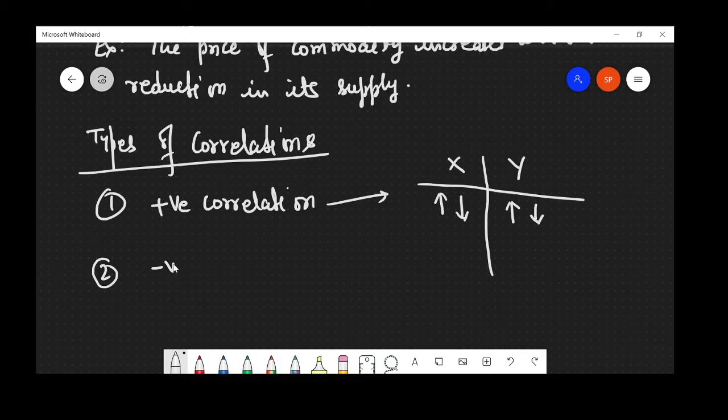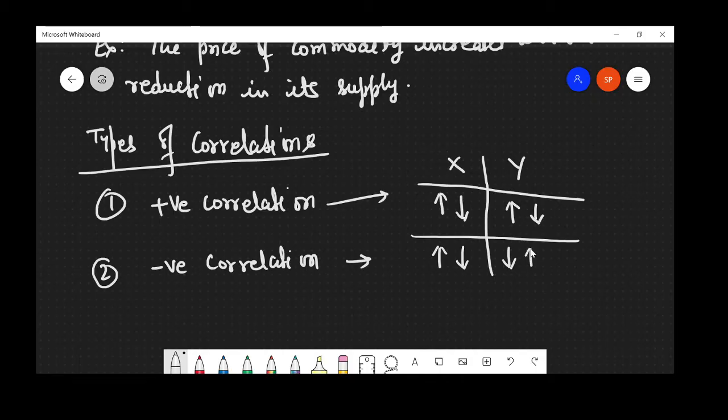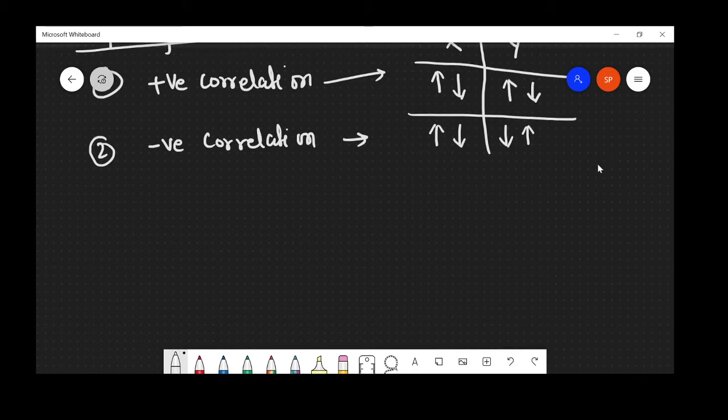Negative correlation means that when there is an increase in one variable, there is a corresponding decrease in the other variable. If one variable decreases and the other variable increases, this gives negative correlation. That is known as negative correlation.